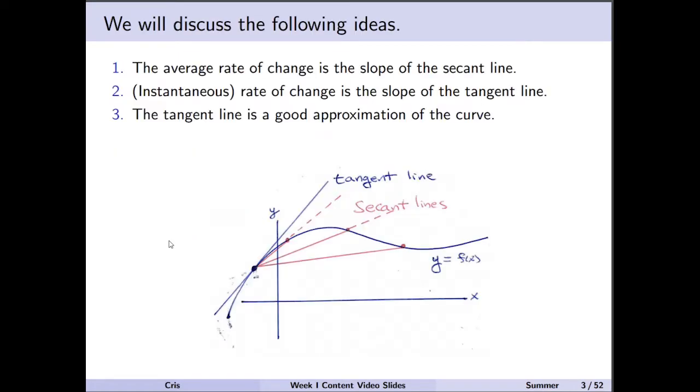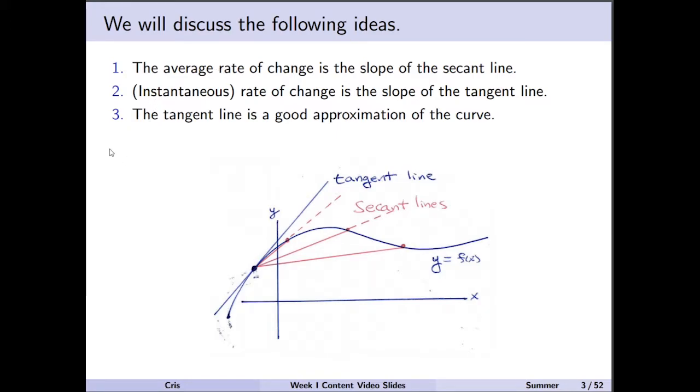Okay, so in this first part we're going to discuss the following ideas. First of all, we're going to discuss that the average rate of change is the slope of a secant line, and the instantaneous rate of change corresponds to the slope of a tangent line. I put the instantaneous in parentheses right here because people usually don't say instantaneous rate of change. If they mean an instantaneous rate of change, they'll just say rate of change. Whereas when you mean average rate of change, you better say average.